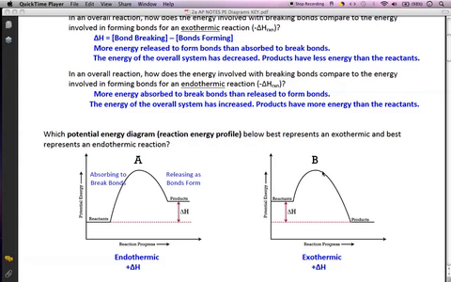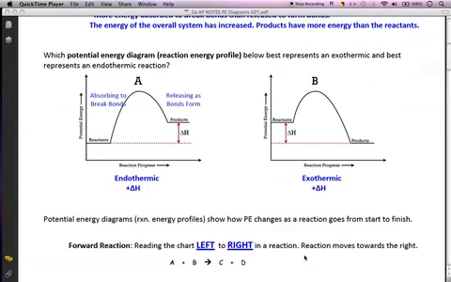For the graph that's labeled B, this is our exothermic process. We have our reactants, they're going to absorb energy as they break the bonds and then release energy when they form bonds. That releasing of energy is greater than the one that it took to absorb energy. So overall, the energy of the system has gone down, the products have less energy, and we would have a negative delta H.